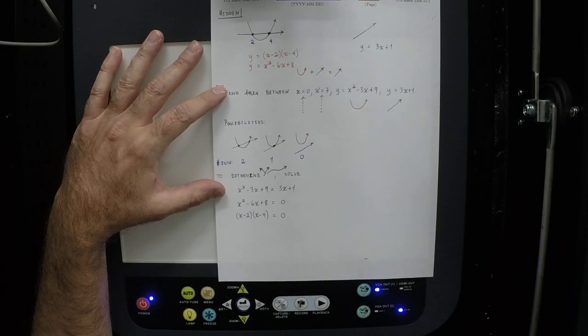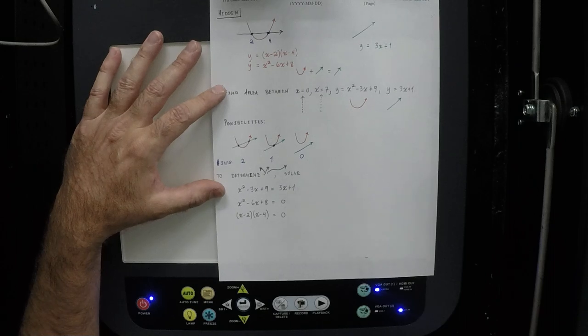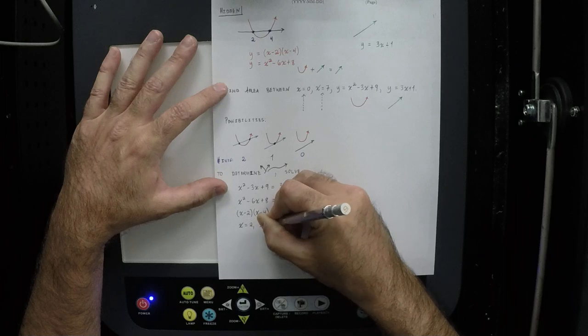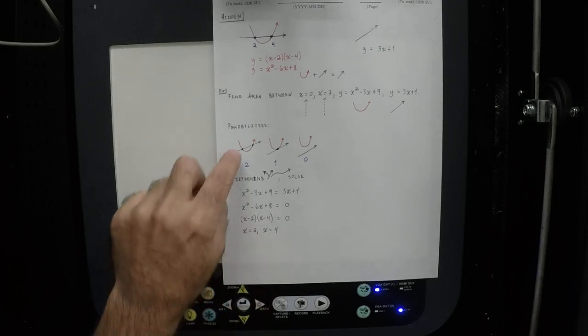Okay, when your math instructor gives you exercises, it's not by luck that somehow everything turns out to be integers. It's chosen by design. So x is 2 and x is 4. So what bearing does this have on the possibilities? So which does it turn out to be? 2, right? It turns out to be this one.